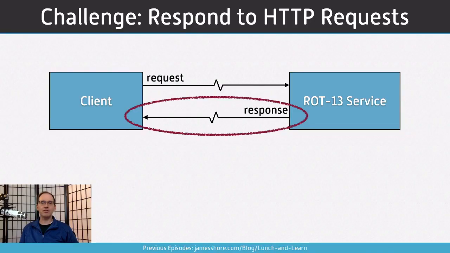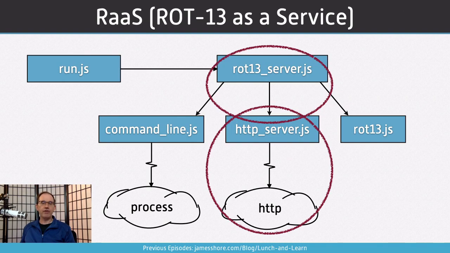All right, let's get back to the challenge. We are going to have our microservice respond to HTTP requests. And how are we going to do this? Well, we've already built an infrastructure wrapper called HTTP server. It has the ability to start and stop. And we have this Route 13 server, which is our application, our overall application.